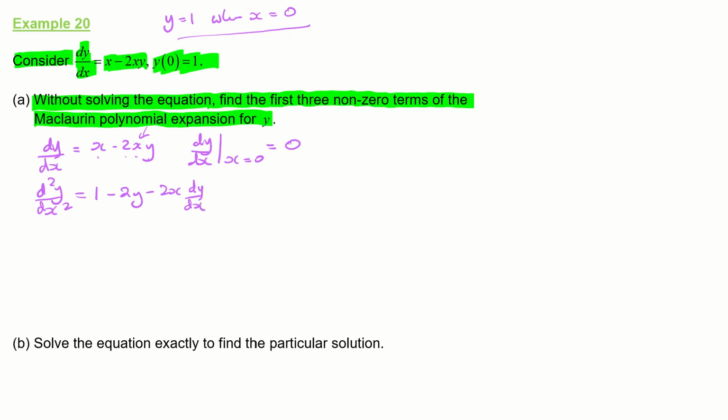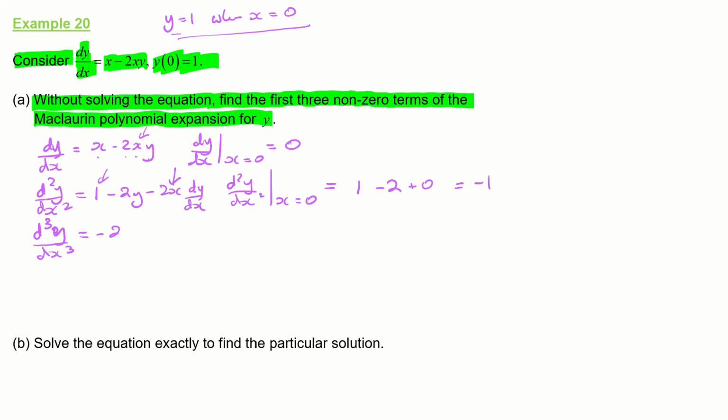So if we do d2y/dx squared when x equals 0, that is going to give us 1. Now we know that y is 1 when x is 0, so take away 2, and then this is going to be 0 because of the x being 0 here. So plus 0, that's equal to negative 1. And then we can do d3y/dx cubed. So that would give us, well, the 1 will differentiate to 0.